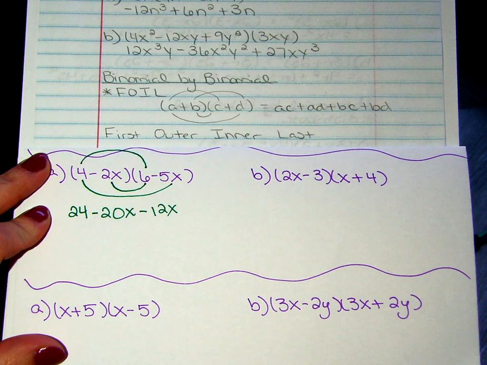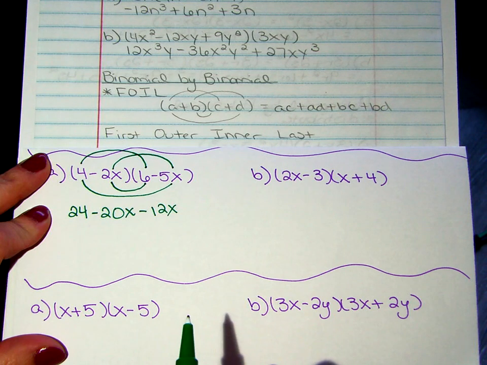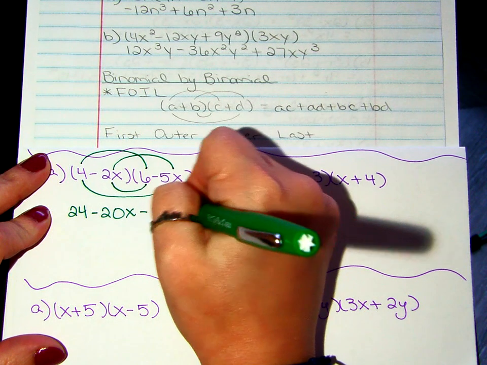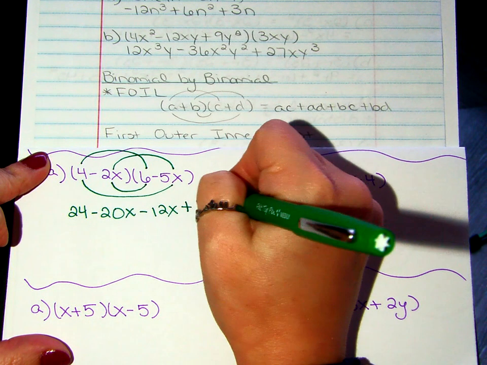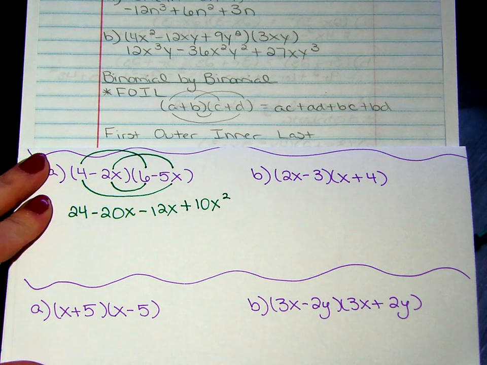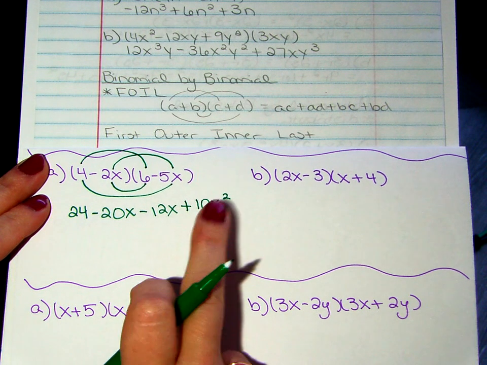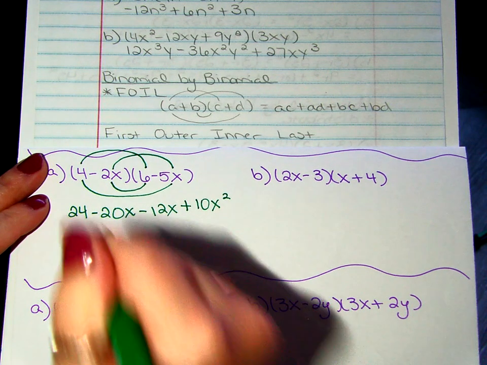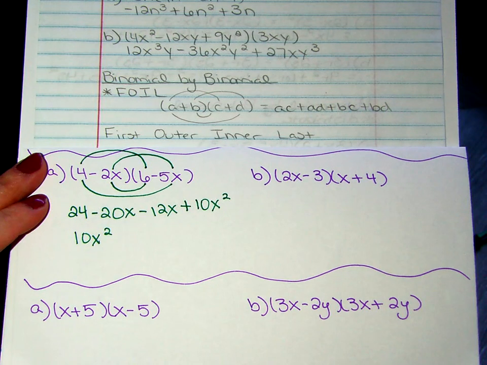And then we do our last terms. Negative 2x and a negative 5x will give me a positive, because negative times negative is positive. 2 times 5 is 10. X times x is x squared. Now this is where I'm going to go ahead and reorder, because I notice I have my constant first, then my x term, and then my x squared term. So I'm going to write my x squared term first, so I can write it in descending order.